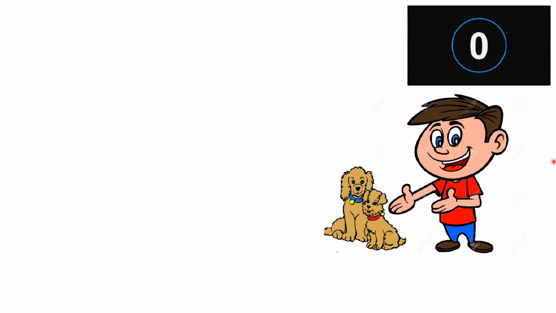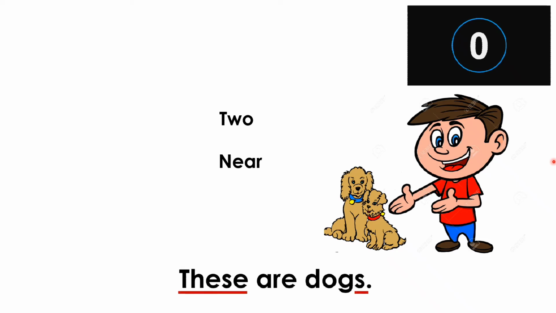Time's up. So what will be your answer? Again, let's count the dogs. There are 2 dogs and it's near you. So what is your sentence? These are dogs. These because they are plural and near. And we add S because there are 2 dogs. Next, timer starts now.